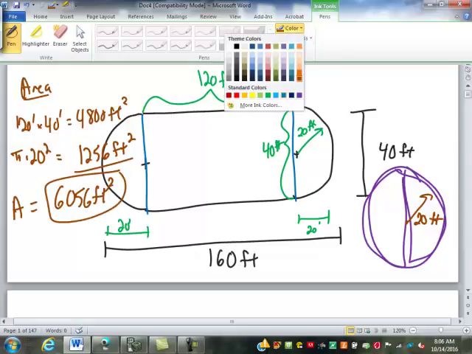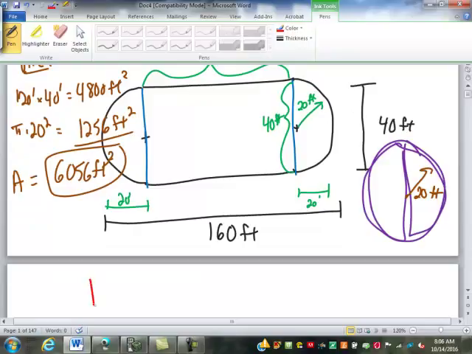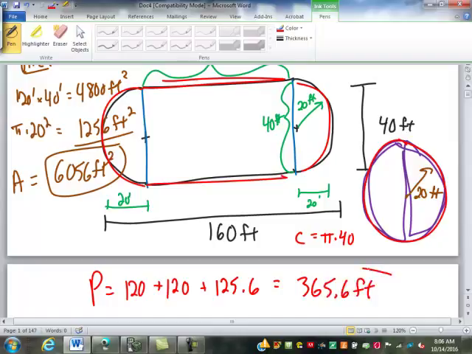of that figure. For perimeter, I have 120 feet here and 120 feet here. Plus, I've got the 2 curves. But I can see here that's just one circumference of that circle. The circumference of that circle is going to be pi times 40, or 125.6. So it adds up to 365.6 feet. Not so bad?